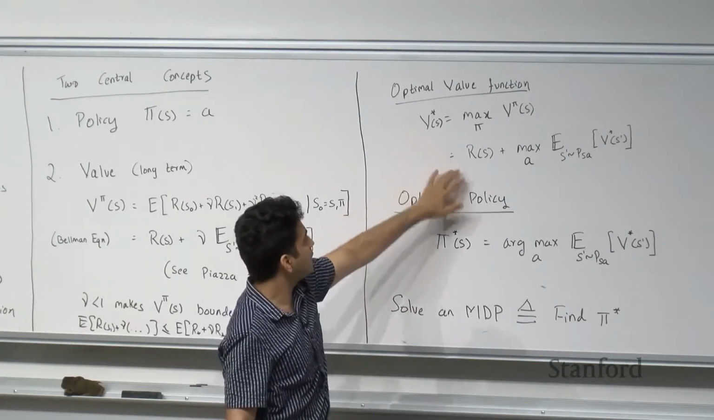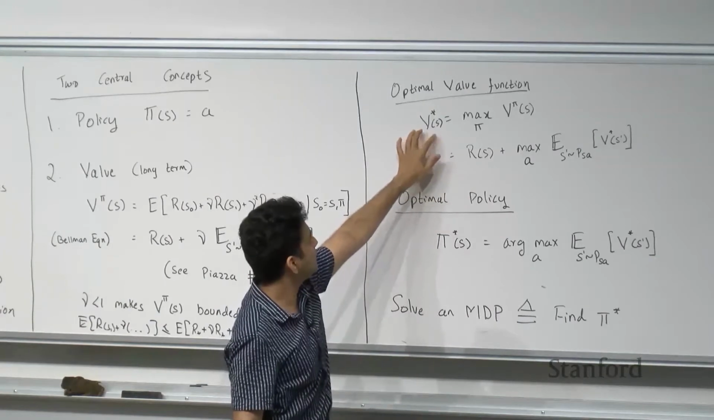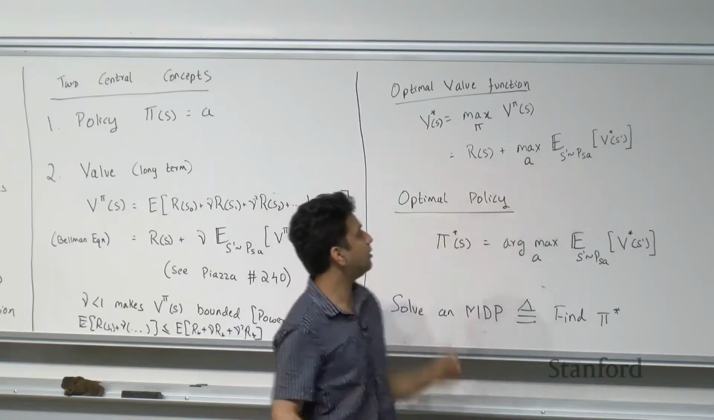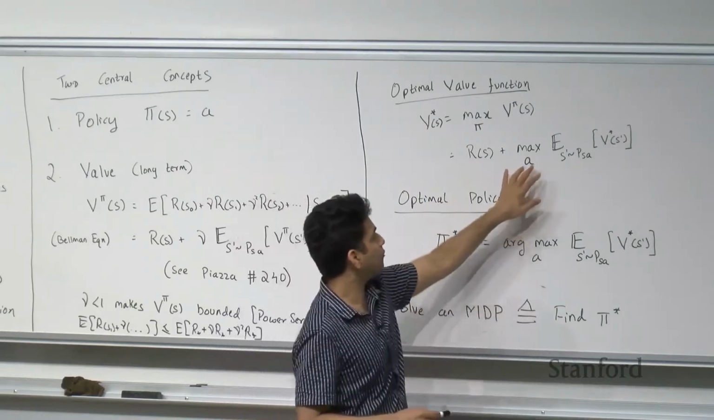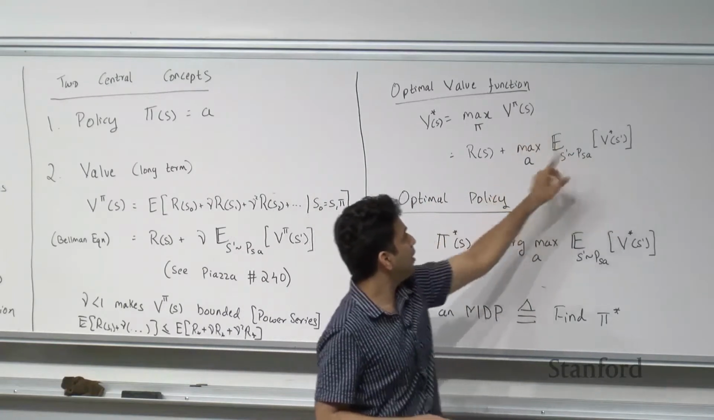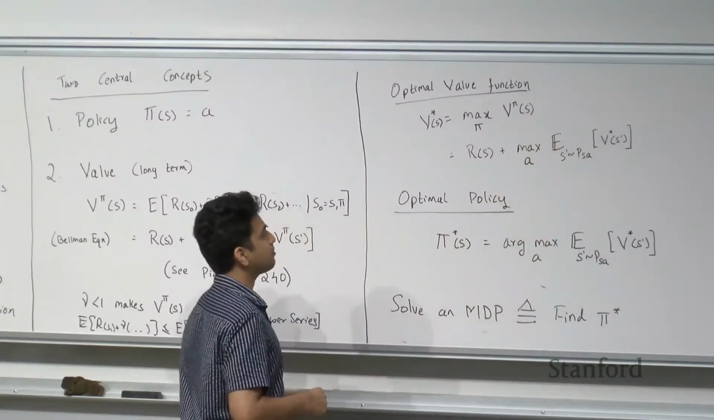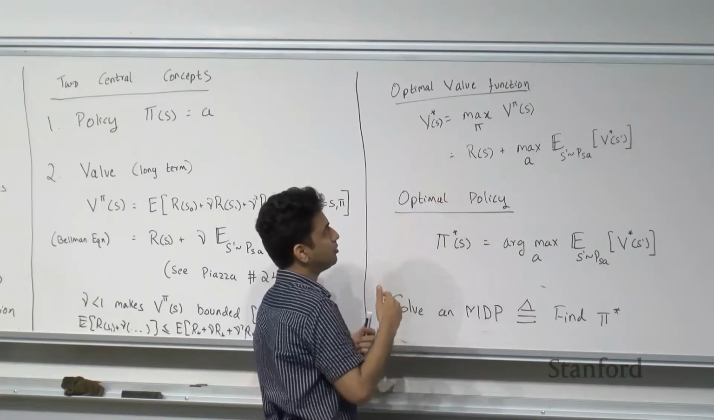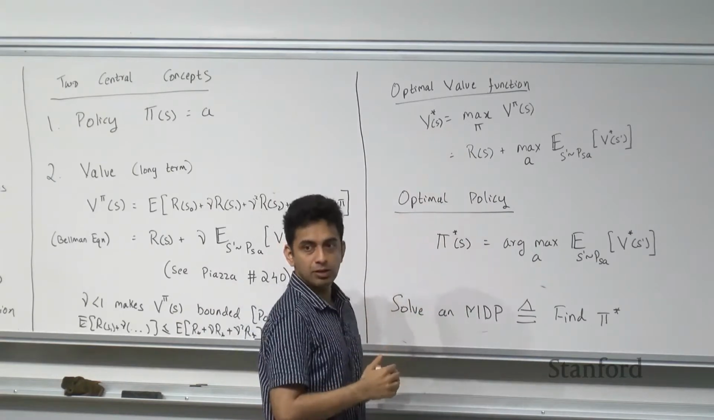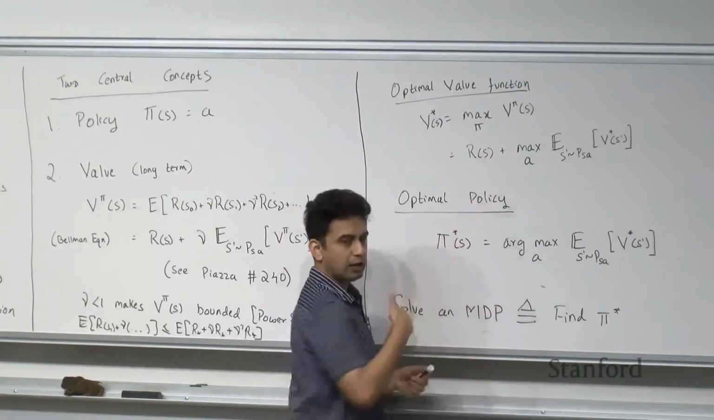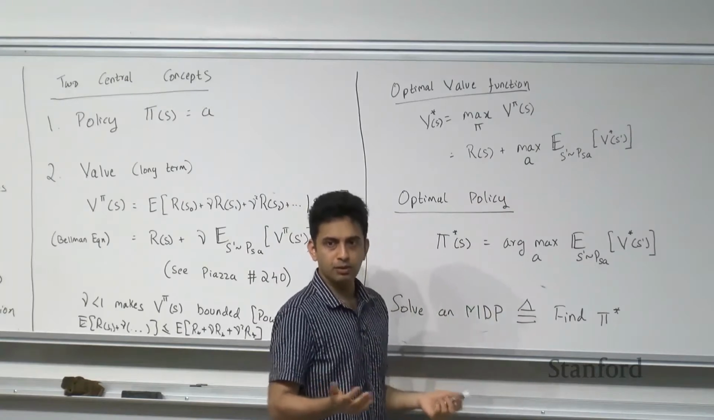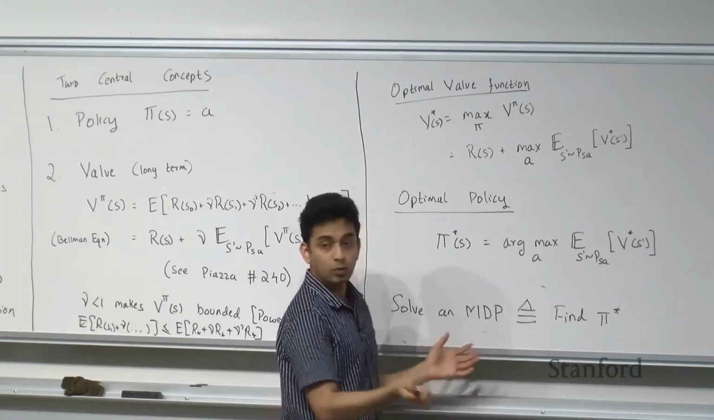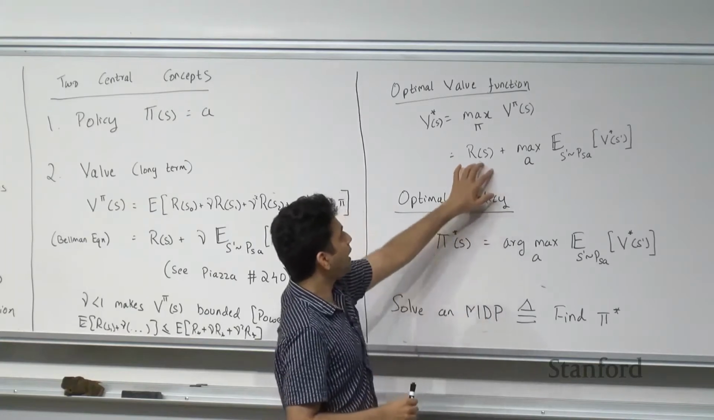And similarly, we can see that V star of S can also be written as R of S plus max over A of this term. And you can see that this is pretty intuitive. What this means is V star of S, the best possible long-term value, is equal to the sum of the current reward that we got. That's immutable. The reward that we got at the current step is the reward that we got at the current step, no matter what our policy was, right?